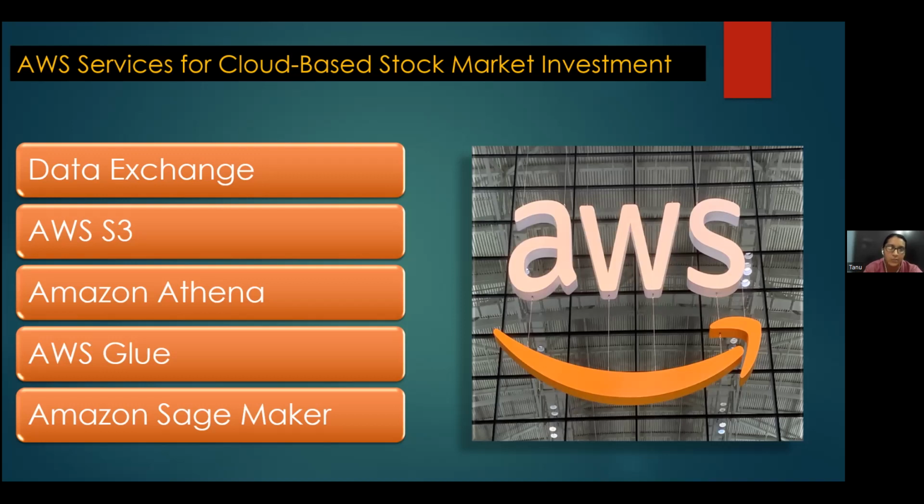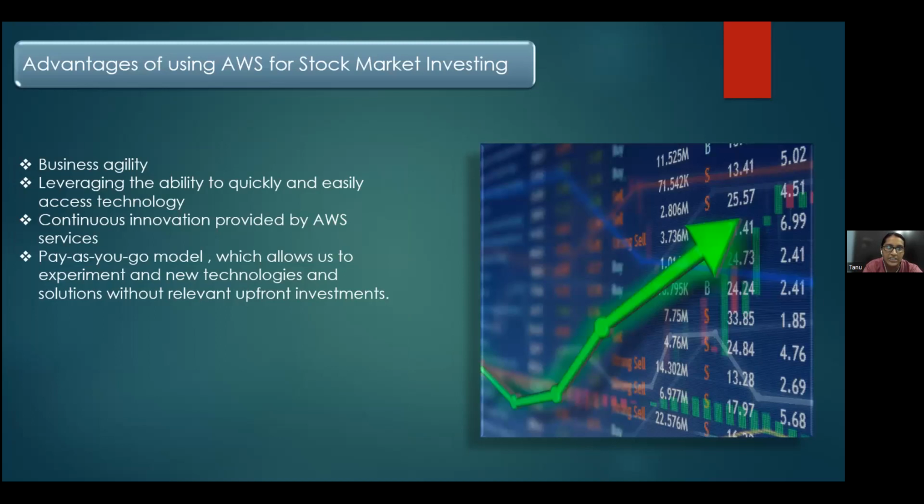So these are the AWS services for cloud-based stock marketing investment. Now coming to the advantages of using AWS for stock marketing investment. So these are the advantages. It is basically a pay-as-you-go model, which means we do not have to pay an upfront investment, and it provides continuous service by AWS. It is easy to access, with quick access to the technology, and it provides agility. So these are the main advantages of using cloud computing for stock marketing investment.